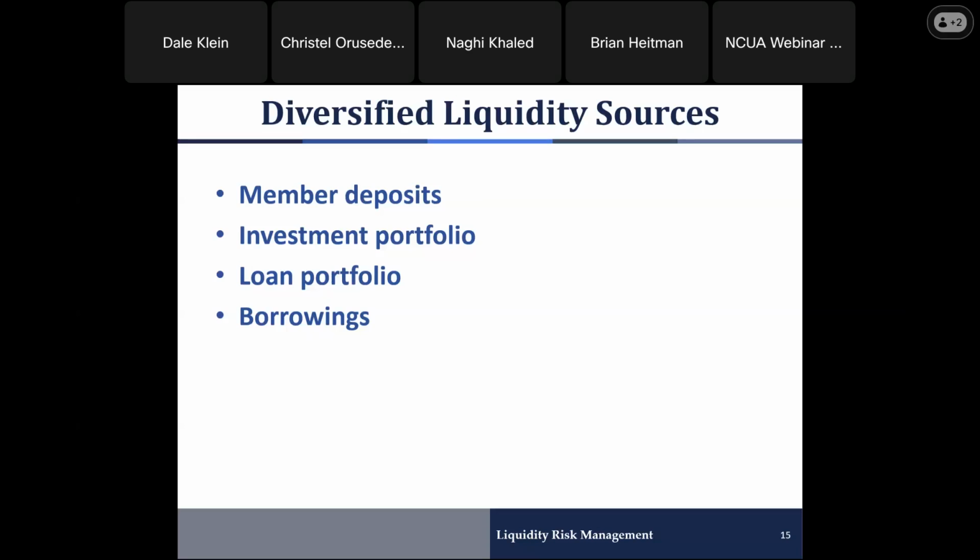And third, the loan portfolio. We've already discussed the loan portfolio under the asset composition section. The loan portfolio generates cash flow through member payments, loan sales, or securitizations, and may serve as borrowing collateral.